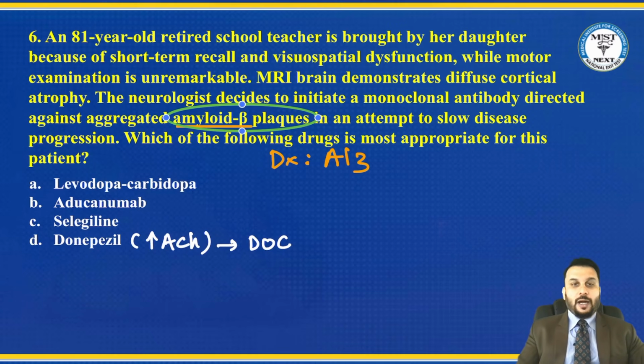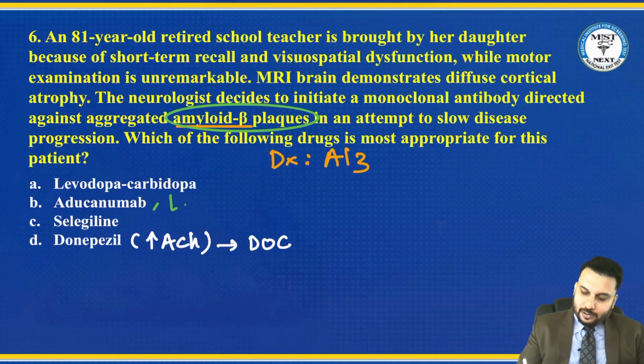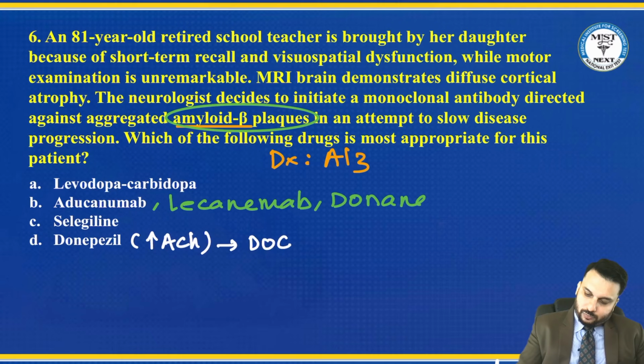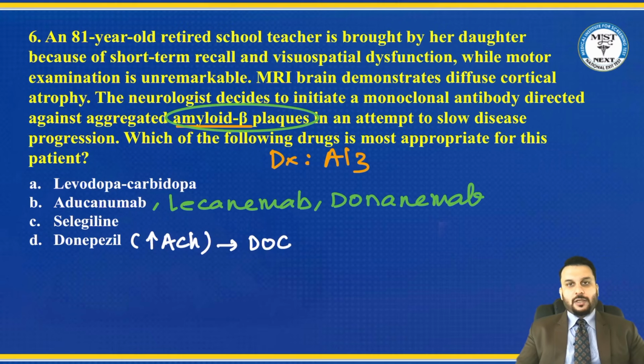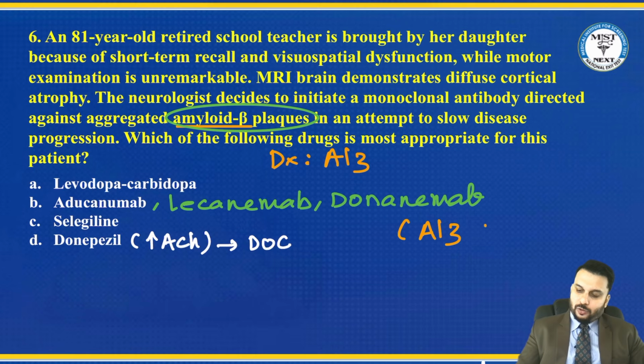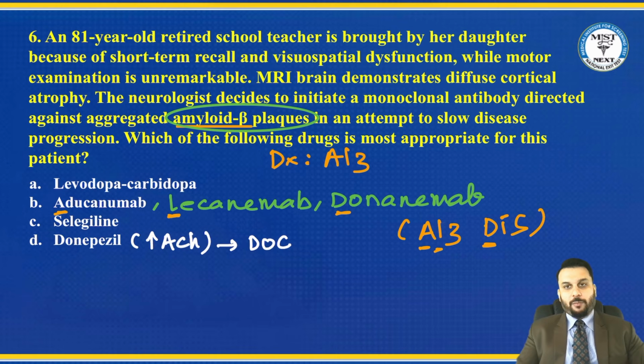And that is called aducanumab. Okay, aducanumab, that's the medicine you got to know. Aducanumab, lecanemab, donanemab. These are the drugs that are monoclonal antibodies, the new drugs to stop the beta amyloid. And you can try to remember it like this in case they ask you Alzheimer disease, we use this. So ALD, A for aducanumab, L for lecanemab, and D for donanemab.